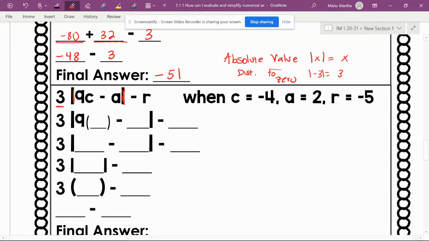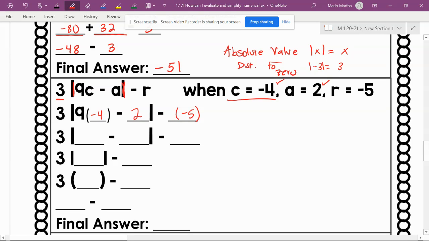So now the next one, 9 times c minus a, absolute value of the whole thing minus r. So I want to start plugging it in when c equals negative 4. So if I look for c's, I see one right there. So that's negative 4. I replaced all the c's. And then a is positive 2. So I'm going to put 2 right there. There's no more a, so I'll replace that one. And then r equals negative 5. So here you guys have to be careful because they're telling you r is negative 5, and there's already a negative there. So we want to make sure that we use parentheses here for negative 5.